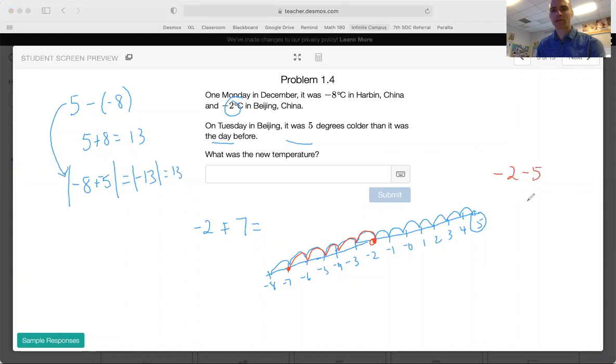minus 5. But subtracting 5 is the same as adding -5. And so if I've got 2 negatives and 5 negatives, that's going to make 7 negatives. Either way, we want our answer to be -7.